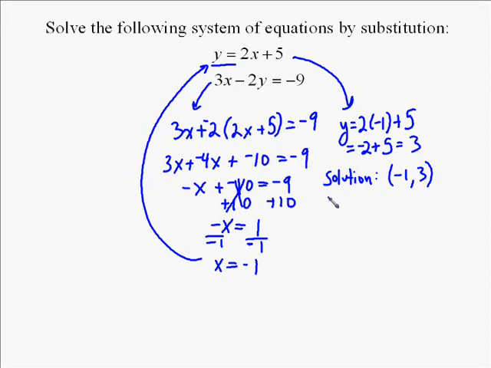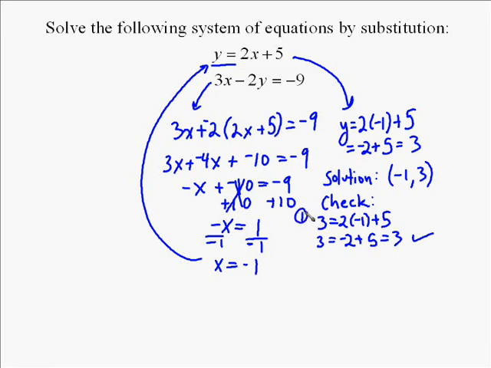Now that we have the solution, we can go back and check our solutions. In the first equation, we plug in negative 1 for x and 3 for y, so we get 3 equals 2 times negative 1 plus 5. When you solve it, the right side becomes negative 2 plus 5, which equals 3. So for that first one, yes, the solution is correct.